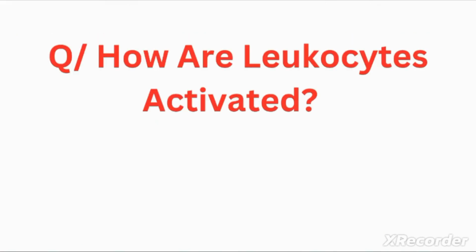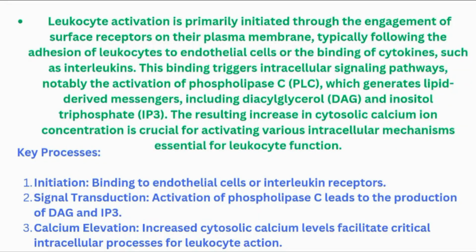The next question: how are leukocytes activated? Leukocyte activation is primarily initiated through the engagement of surface receptors on their plasma membrane. So the initiation process involves binding to the endothelial cells or interleukin receptors, then the signal transduction process.